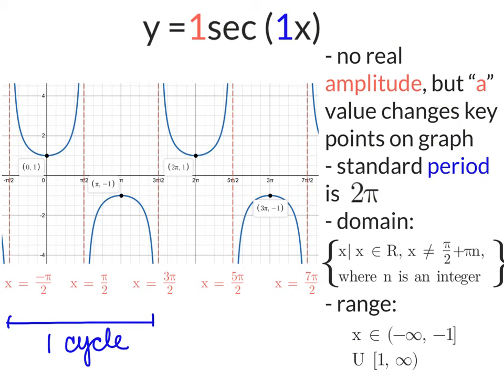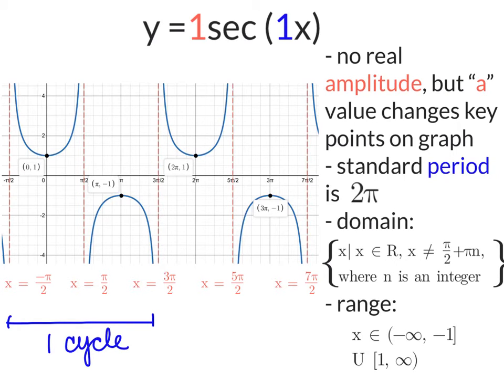Now let's talk about what a standard secant graph looks like, where the a and b values are both 1. Just like on the cosecant graph, there's no real amplitude here because this thing goes on to infinity and negative infinity in both y directions.